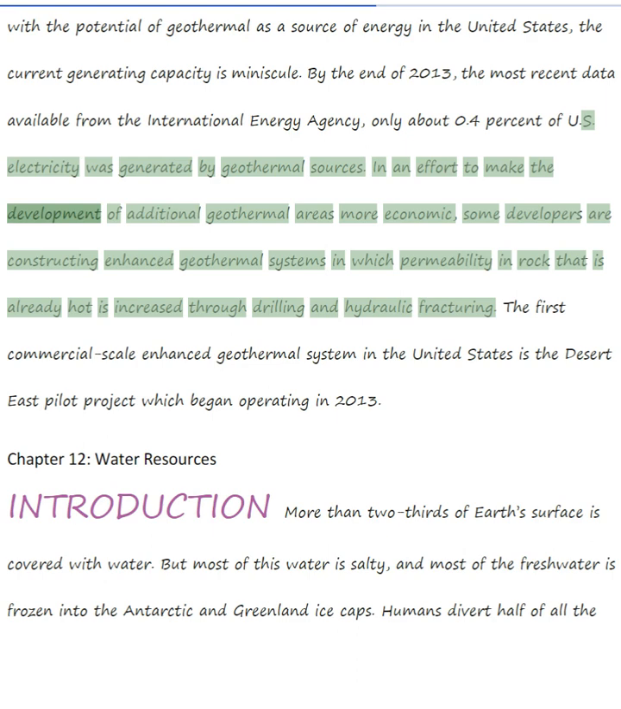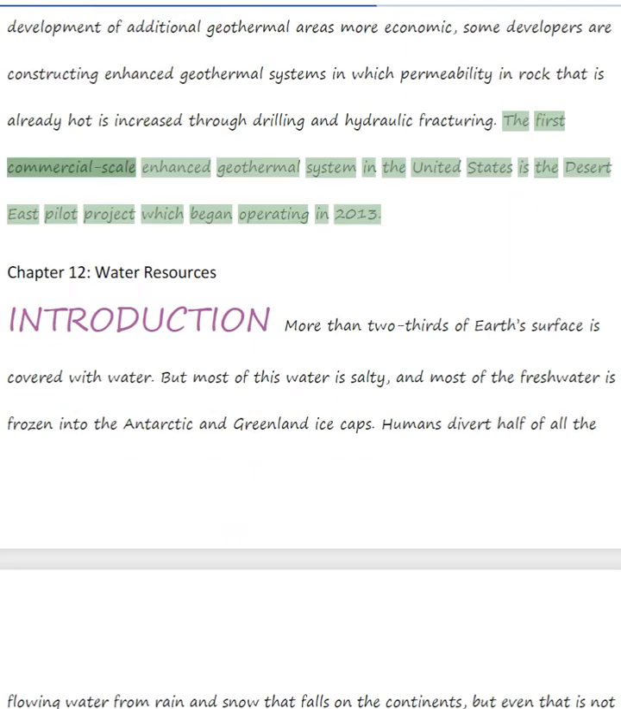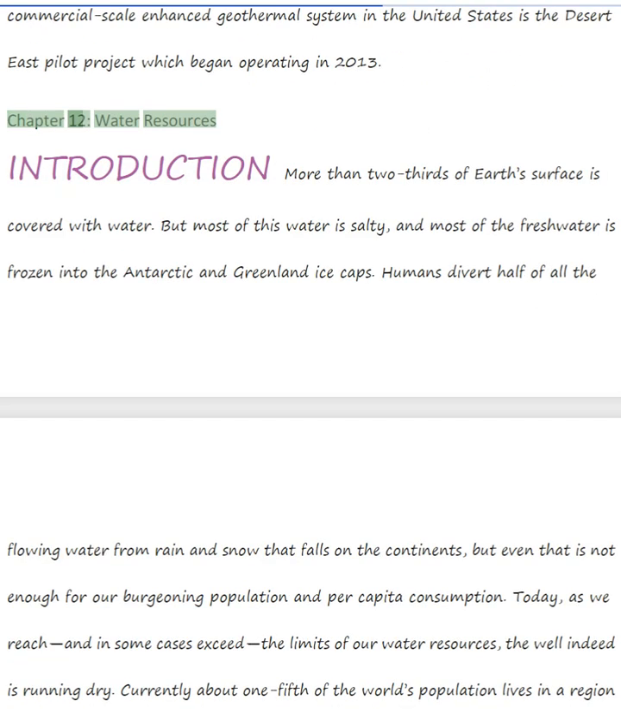In an effort to make the development of additional geothermal areas more economic, some developers are constructing enhanced geothermal systems in which permeability in rock that is already hot is increased through drilling and hydraulic fracturing. The first commercial-scale enhanced geothermal system in the United States is the Desert East Pilot Project, which began operating in 2013. Chapter 12: Water Resources.